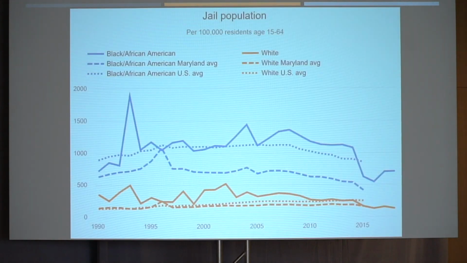Looking at, once again, the jail population for Maryland, comparing Blacks and whites, you can see that the blue line, the African American line, is significantly higher than the orange line at the bottom, which is relatively flat. And yes, after 2015 there was a slight decline, but you can see that it's back up again in 2017 and so forth.